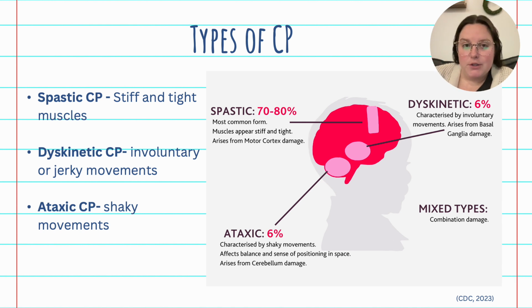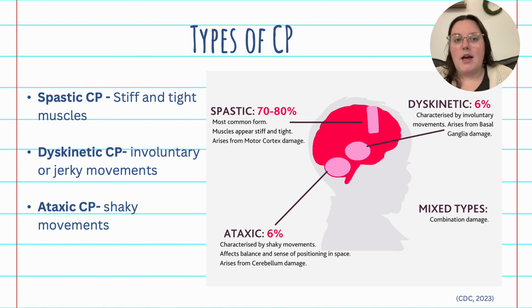Then if we move to dyskinetic CP over here on the right, it's characterized by involuntary or jerky movements. That's like when you're sleeping and you kind of jerk yourself, that's the kind of movements that we're talking about. They're not intentional. You're not doing them on your own. They're just happening because your brain's sending those signals, and they can be a little bit jerky. If you think about somebody with this type of CP, when they reach for something or complete a task, it's not going to be one fluid motion like it would be for a typically developing child. It's going to look a little bit different. They're probably going to miss things.